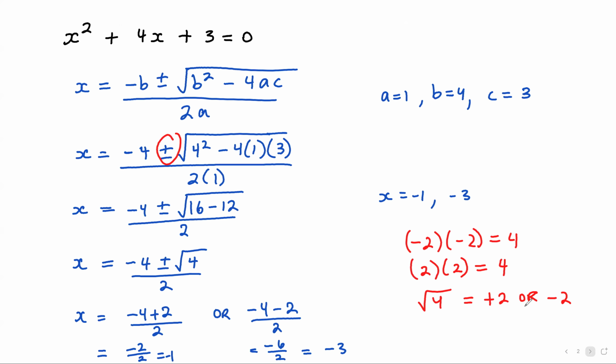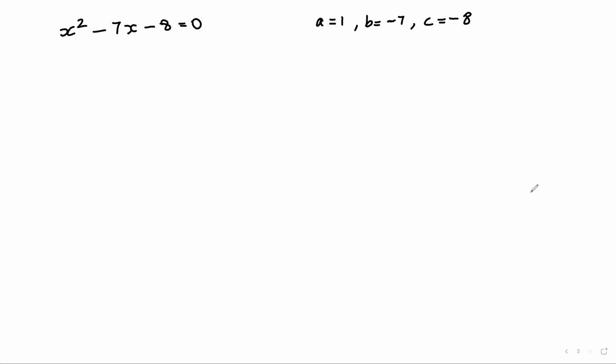Now, this question here, x squared minus 7x minus 8, we already used this exact same question to factorize before. But I want to show you all how we use the formula when you have negatives in there. So recall that the formula is x is equal to minus b plus or minus the square root of b squared minus 4ac, all divided by 2a. So we're going to substitute our values. A is 1, B is negative 7, and C is negative 8.